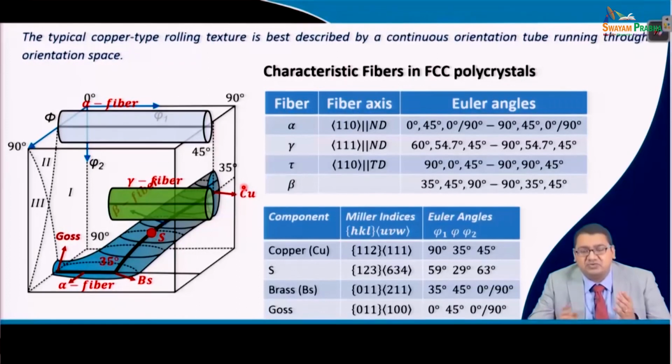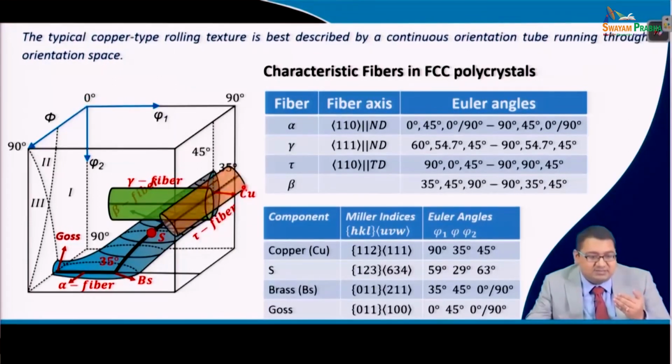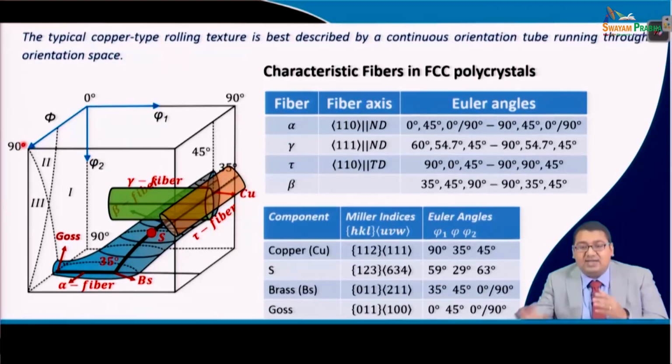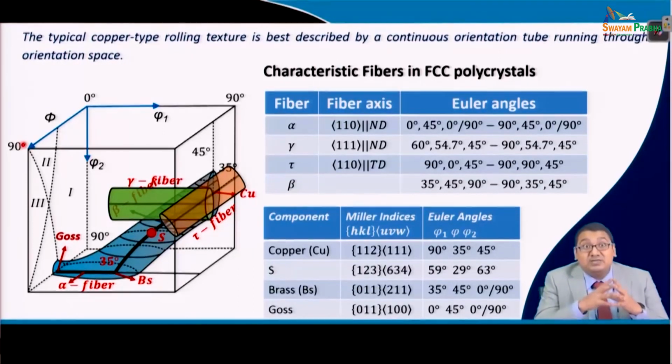The tau fiber is the 110 fiber and is parallel to TD, and this means that when this fiber runs, it runs along phi and it is parallel to TD, that means the 110 axis always remains constant and remains parallel to TD.